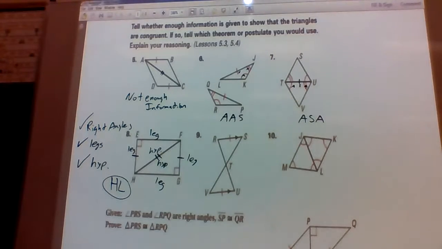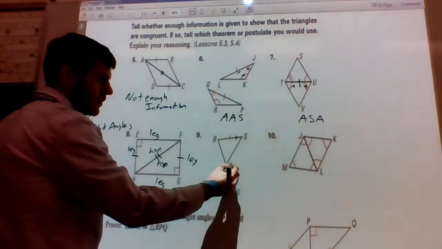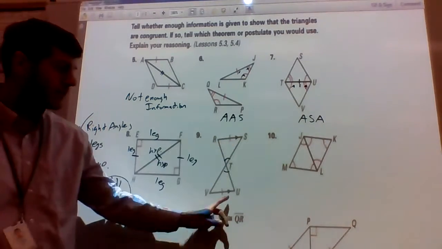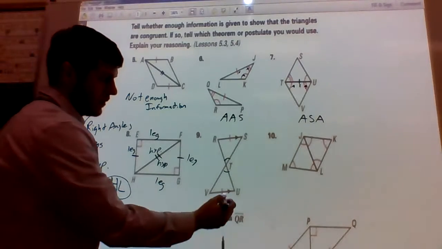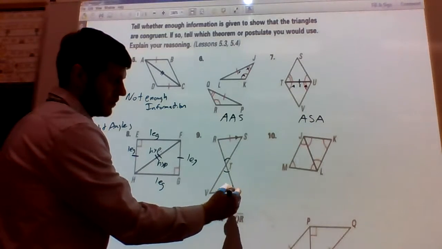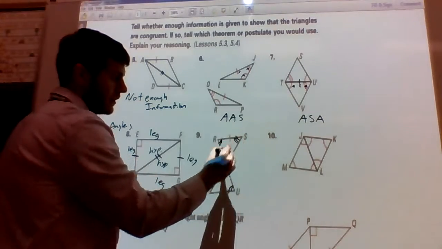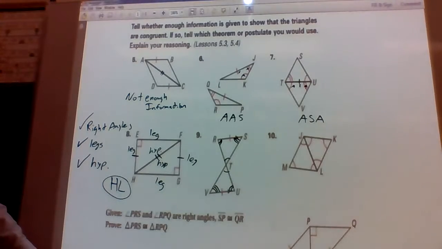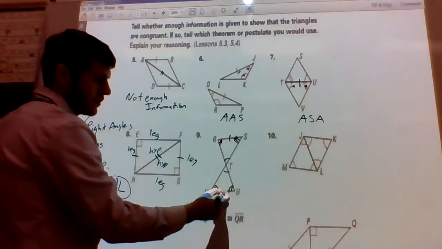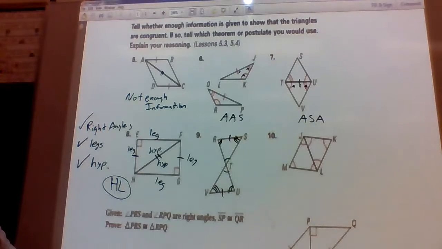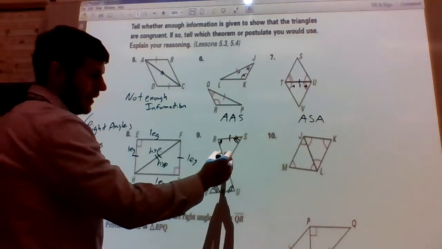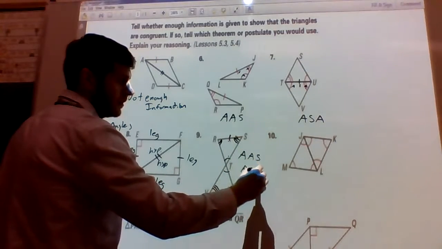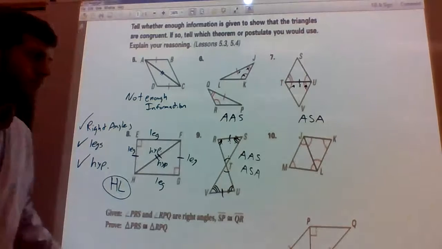HFG. Okay, number 9, again, vertical angles are here. The parallel lines tell us that we have alternate interior angles here and here, and also here and here. This little symbol here tells us RS is congruent to VU. So here we have angle, angle, side, or we can use angle, side, angle.